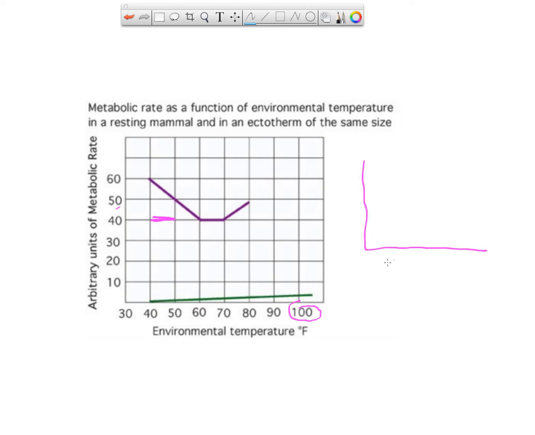Remember, if this is environmental temperature over here, and this is body temperature here, this is the relationship. That's a horizontal line. That's the relationship we expect. Body temperature is not going to change with environmental temperature. Body temperature is not going to change when we put a coat on. We are protecting this body temperature. Our physiology will change to maintain this body temperature.